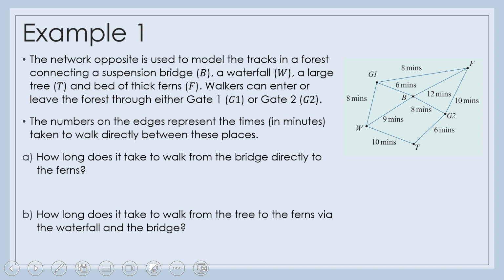Allocating each of the vertices a letter. Walkers can enter and leave the forest through either gate 1 or gate 2. So we have either gate 1 or gate 2 there. The number on the edges represents the time in minutes taken to walk directly between these places. 10 minutes, 9 minutes, 8 minutes, etc.